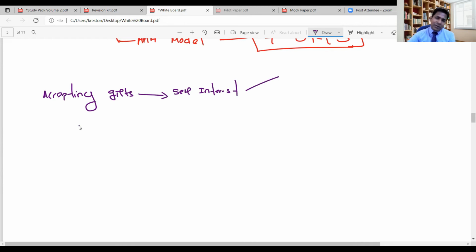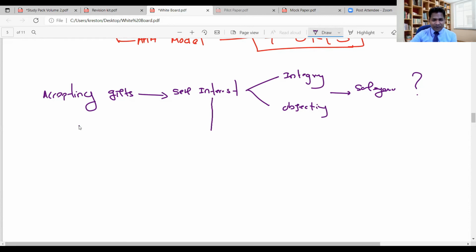Right? This will definitely impact integrity as well as objectivity. So mainly, if you accept the gift, self-interest will be created, mainly affecting integrity and objectivity. Therefore, your conclusion is whether I have the safeguards to be applied. So this will be the question. In simple terms, you will ask, when a person is giving a gift, can I take that? The code of ethics is very clear, right?